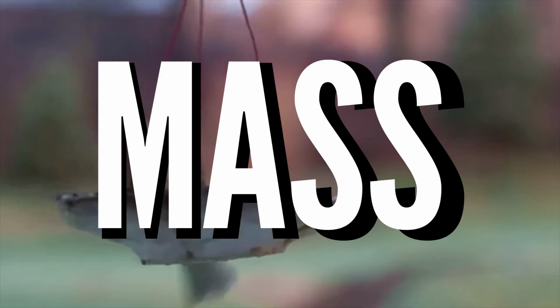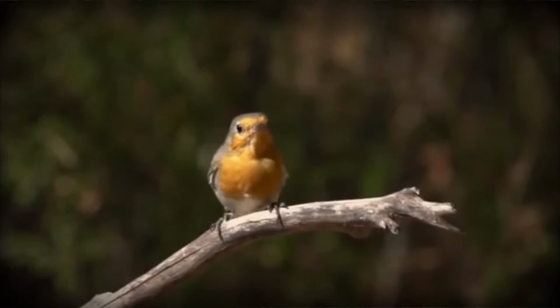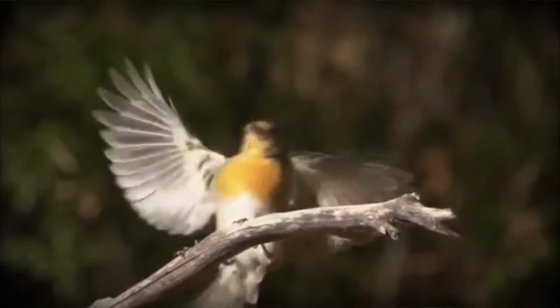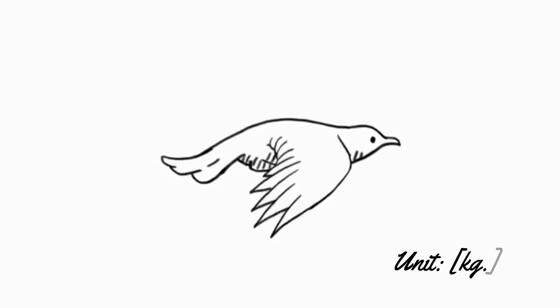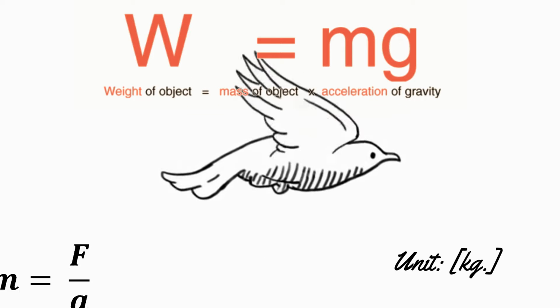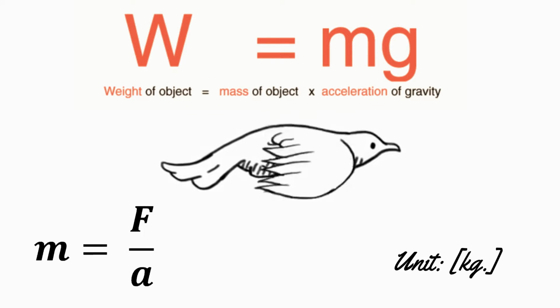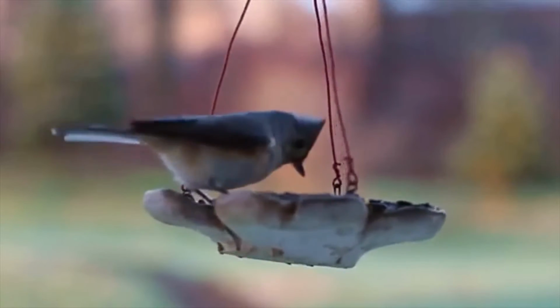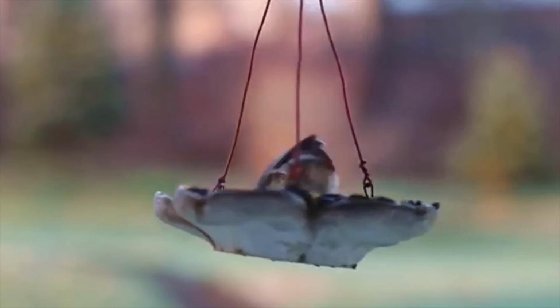The mass. It is the amount of matter or substance that makes up the bird or an object. It is measured in units called kilograms. To get the mass, you have to divide the object's weight by the acceleration of gravity. Mass always stays the same, while weight changes with changes in gravity.